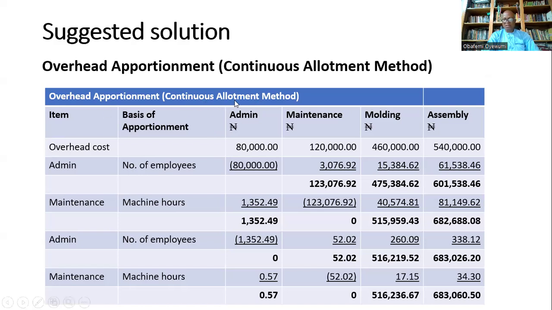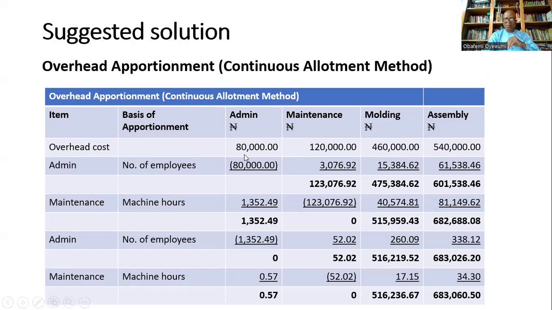Overhead apportionment, that's the continuous allotment method. So in this case, we still have overhead costs as 80 for admin, 120 for maintenance, and then for molding, you have 460, and then for assembly, you have 540. That figure has been given to us. We don't have to tamper with it. Now, let's look at the first level of apportionment.